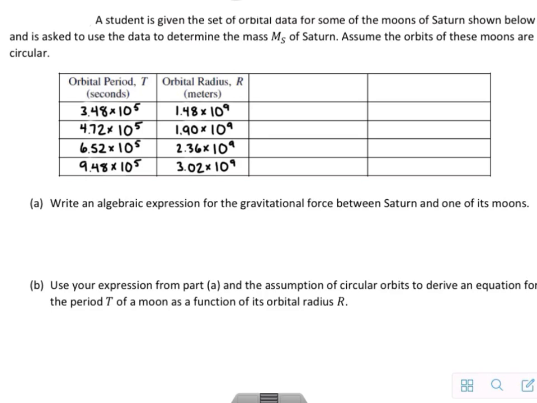It says here, a student is given the set of orbital data for some moons of Saturn in the table below, and is asked to use the data to determine ultimately the mass of Saturn. And we can assume that the orbits of these moons are circular, which sounds like a key piece of information. We probably want to start thinking about circular motion when we work through this problem.